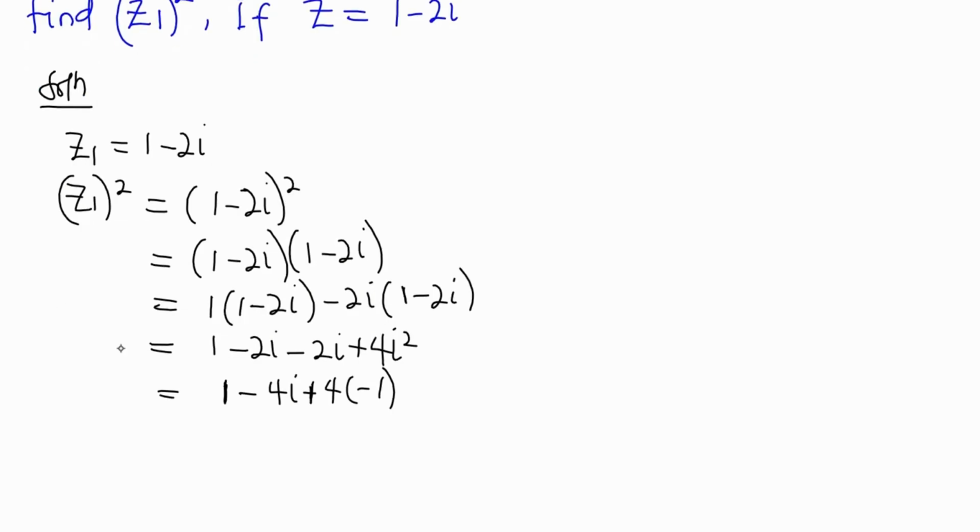So at this point here, we can see that 1 minus 4 minus 4i. Which means 1 minus 4 gives us negative 3, and then we have negative 4i. And this becomes our solution to z1 all squared.